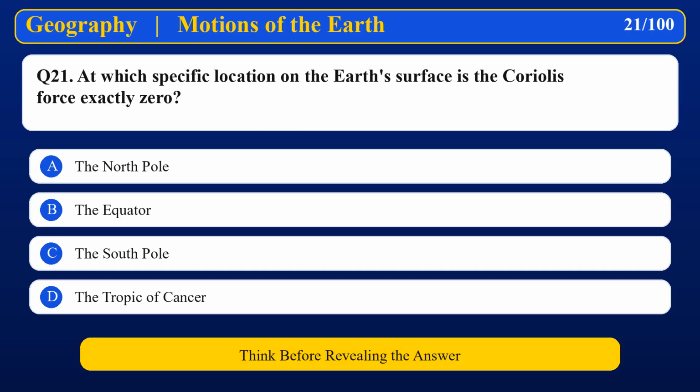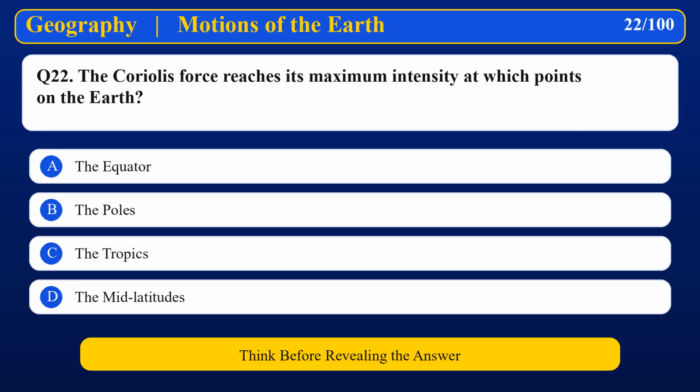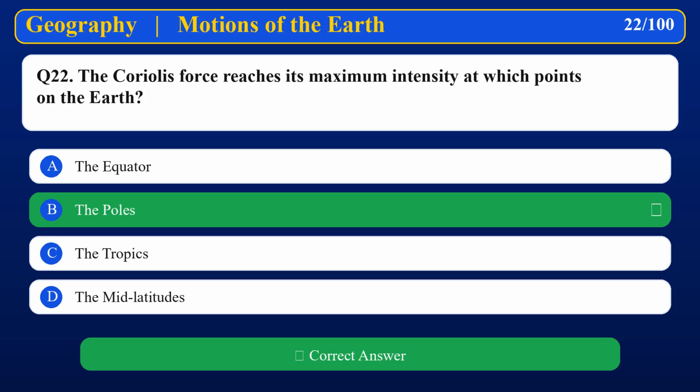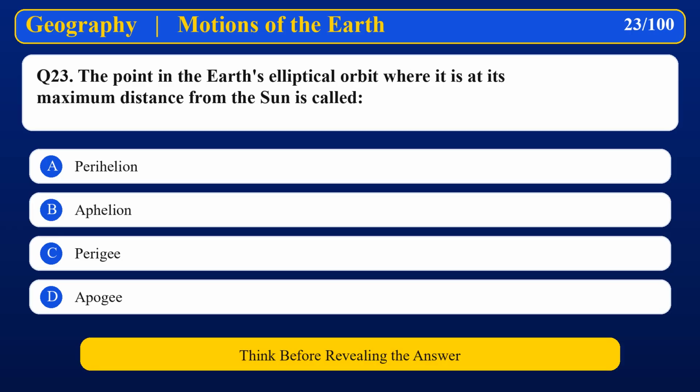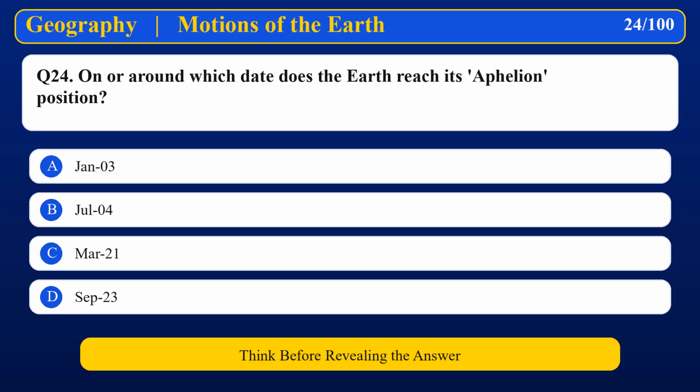Rotation. At which specific location on the Earth's surface is the Coriolis force exactly zero? The equator. The Coriolis force reaches its maximum intensity at which points on the Earth? The poles. The point in the Earth's elliptical orbit where it is at its maximum distance from the Sun is called aphelion.